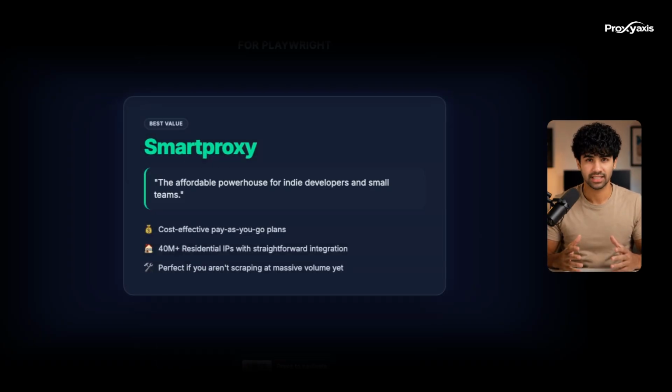Third, Smartproxy. This is the one I usually recommend to indie developers and small teams. It's significantly more affordable than Bright Data or Oxylabs, but still gives you access to over 40 million residential IPs. The Playwright integration is straightforward, and their pay-as-you-go plan is perfect if you're not scraping at massive volume yet.